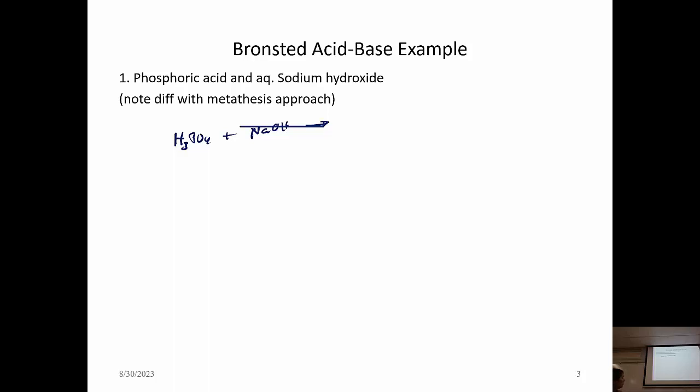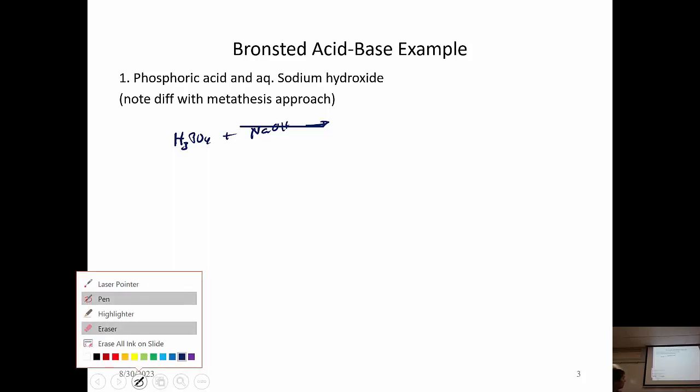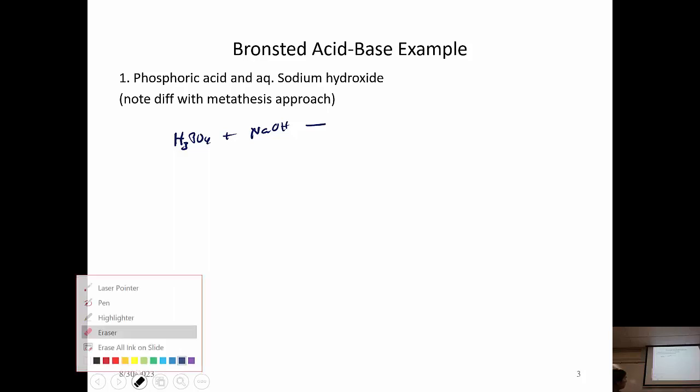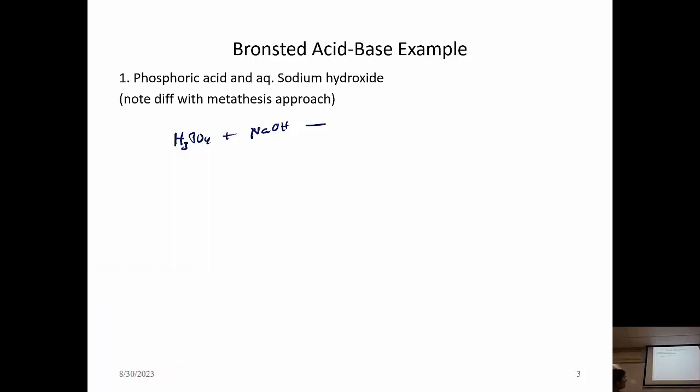And so what I'm going to do here is that's going to dictate what the products are going to be. In this case, I'm going to form hydrogen with hydroxide. Hydrogen with hydroxide is just going to be water, and sodium with phosphate. And so I'm going to take this all the way down to phosphate. And so it's going to go to Na3PO4.